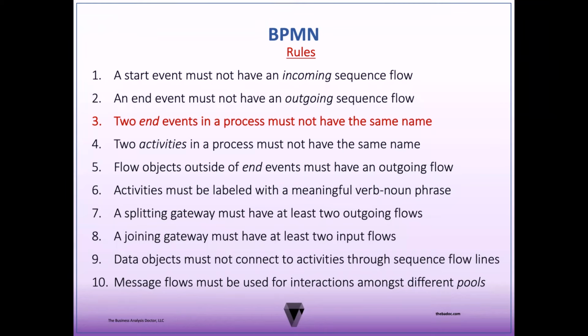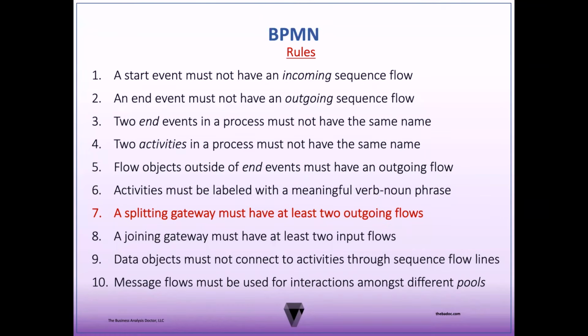If the activities meet at the same endpoint, then merge them. Two activities in a process must not have the same name. If the activity occurs multiple times, it should be demonstrated through the sequence flow lines. Flow objects outside of end events must have an outgoing flow. Activities must be labeled with a meaningful verb-noun phrase.